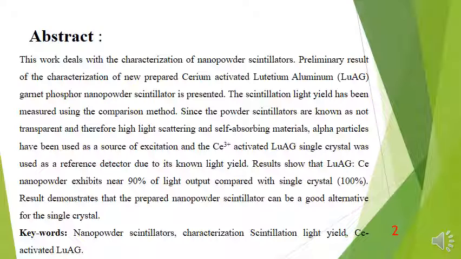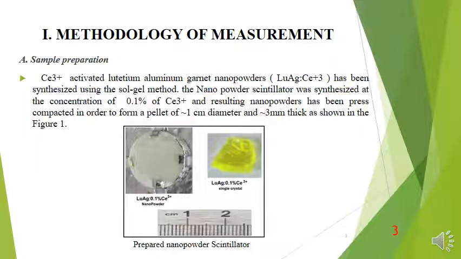We used alpha particles as a source of excitation, and we used the comparison method for the determination of the light yield of the prepared nanopowder scintillator. The Cerium activated nanopowder scintillator has been synthesized using the sol-gel method, and the resulting nanopowder was compacted into a pellet of 1 cm diameter and 3 mm thickness, as shown in this figure. In the same figure, we also show the reference detector used for the measurement of the light yield.